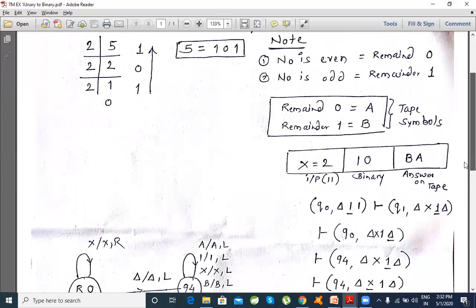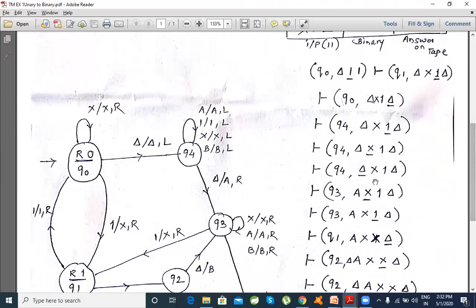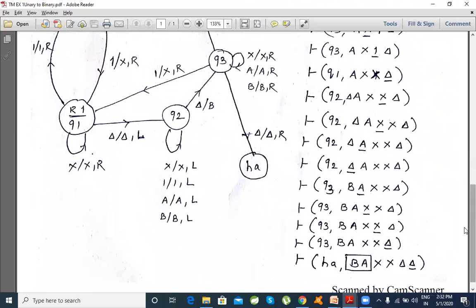So for every input, you try to look at the processing of this. Okay, and you will get back. And if you could securely come back to this HA state, the string is accepted and the answer would be available by then on the Turing machine tape. Are you getting what I'm saying?